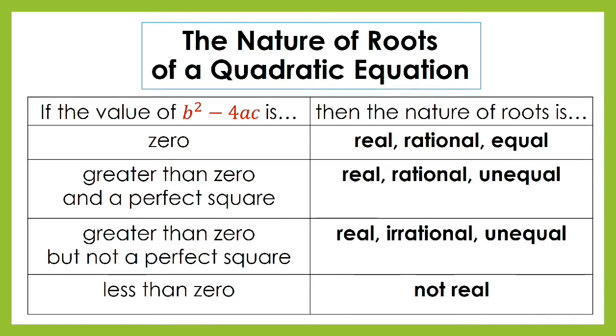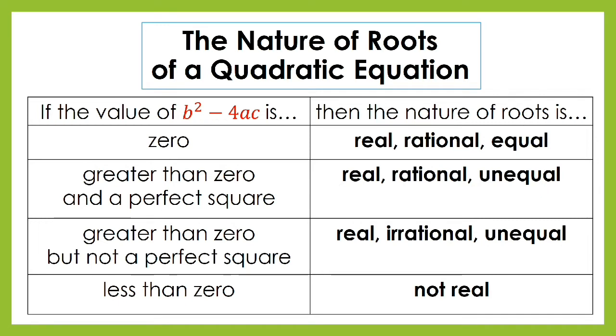The first one is if the value of b squared minus 4ac is 0, then the nature of roots is real, rational, and equal. Kapag ang nakuhang discriminant ay 0, ang ating roots ay real, rational, at equal. Kapag naman ang value ng b squared minus 4ac ay greater than 0 or mga positive integers and a perfect square, ang ating roots ay real, rational, and unequal.